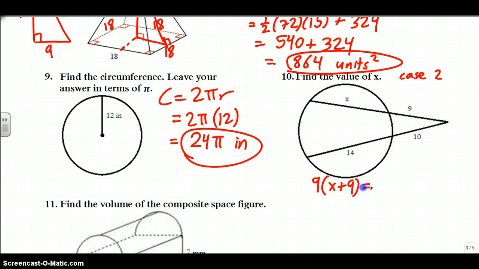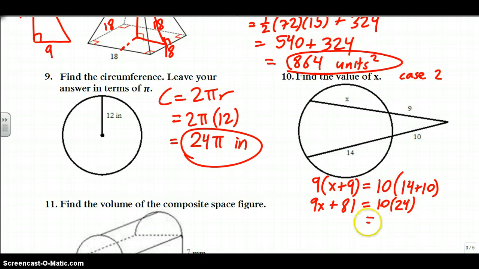Okay, and that equals the same thing in the other segment. The part that's outside, which is 10, times the whole segment, 14 plus 10. And then after that, it's an algebra problem. 9x plus 81 equals 10 times 24, which is 240. So 9x plus 81 equals 240.